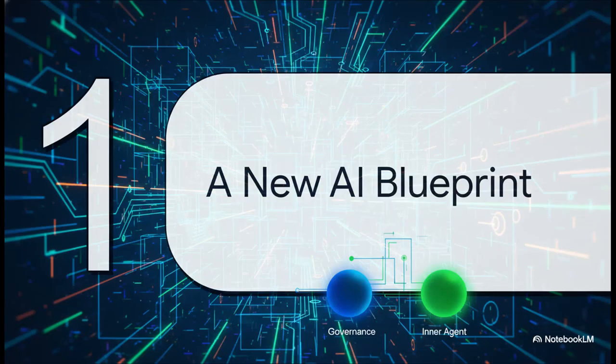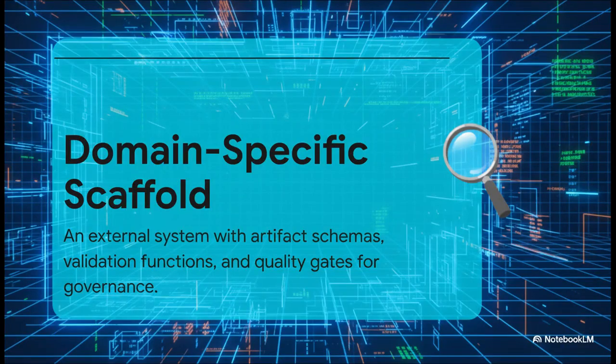Well, the answer seems to lie in a totally new kind of AI blueprint. Instead of just handing a language model some tools and saying go, this approach builds an entire structured world for the AI to operate in. And it really comes down to two main parts. First up, you have what's called the domain-specific scaffold. The best way to think about this is like a glowing digital architectural plan. This is the boss, the governance layer. It sets all the rules of the game. It defines exactly what a successful project looks like, the blueprints for all the digital parts or artifacts that need to be built, and all the quality checks they absolutely have to pass.